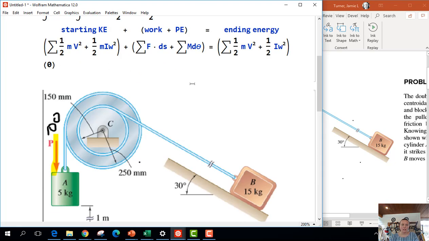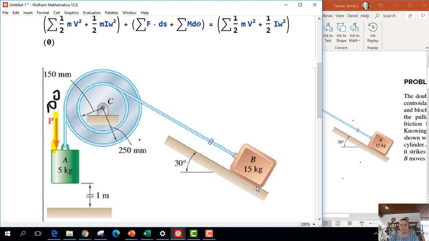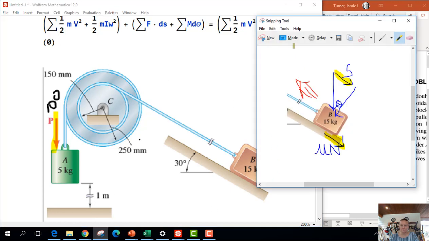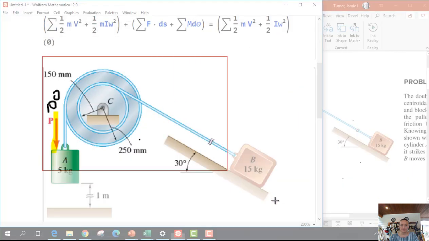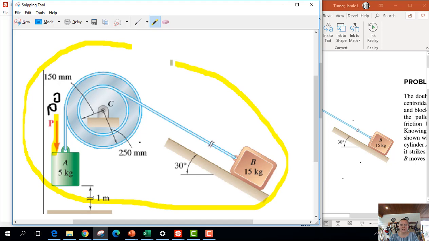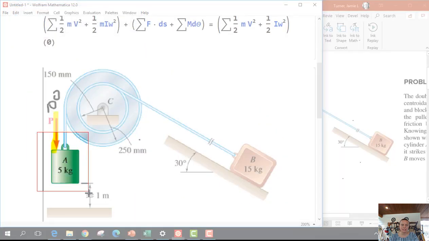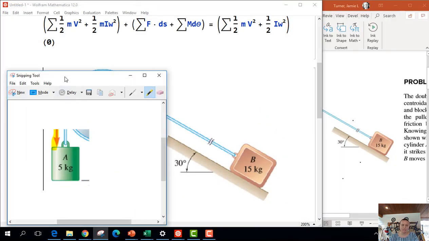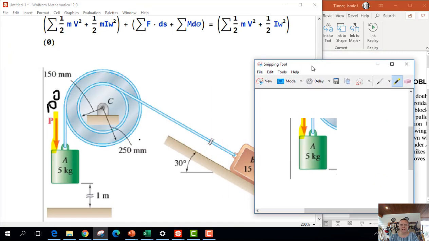Okay, so we have our starting energy. If we define our system as this entire thing, we're going to put our system boundary around the whole thing and just add up everything that's moving. Let's start by looking at this A block that's moving down, and figure out the F ds and M d theta. For this one, there's no moment attached to it. It's just a force through a distance.